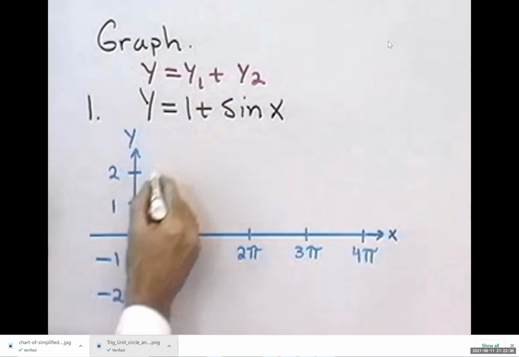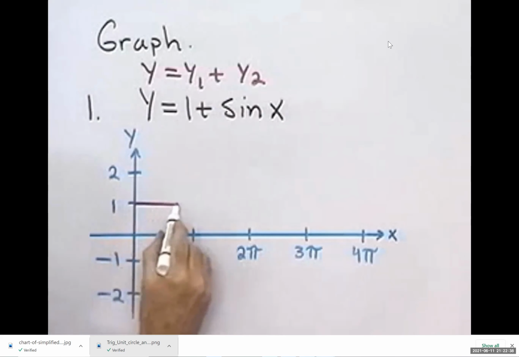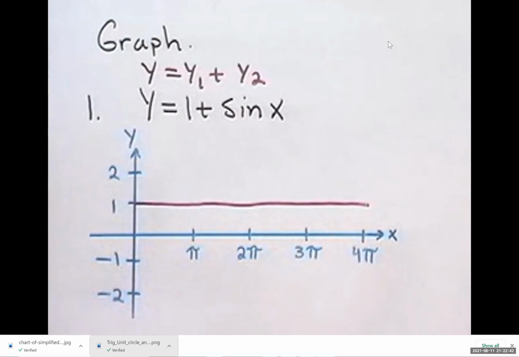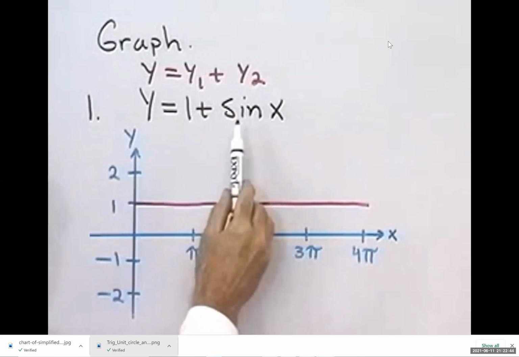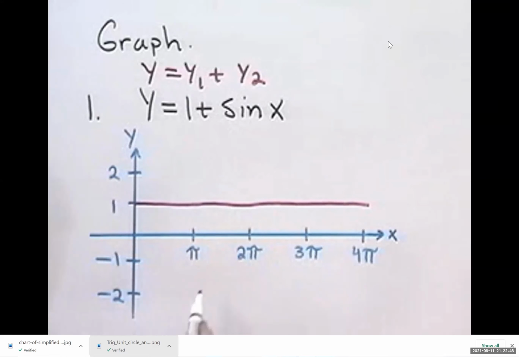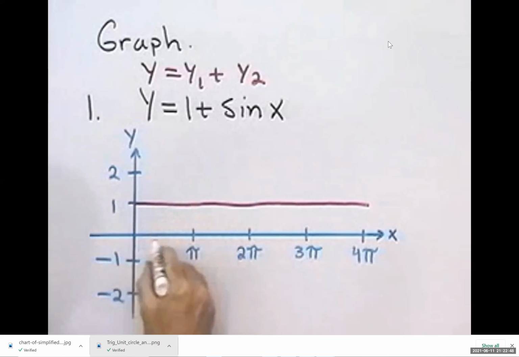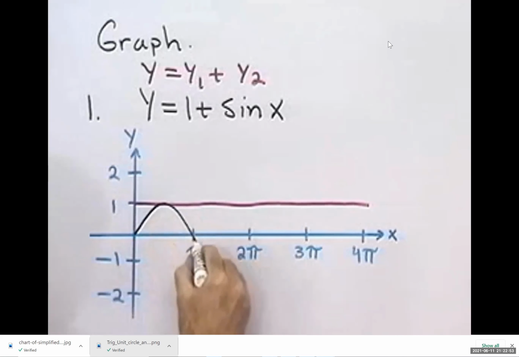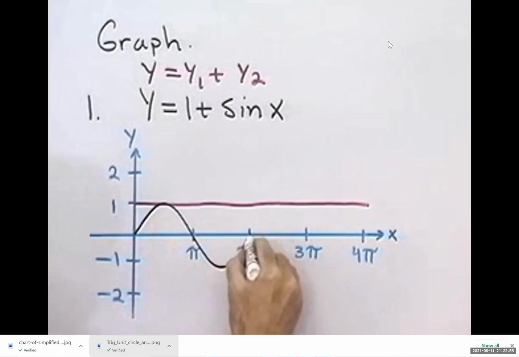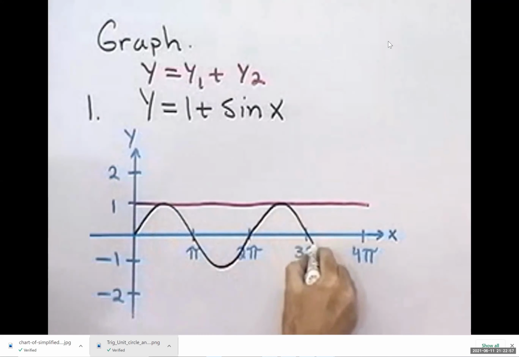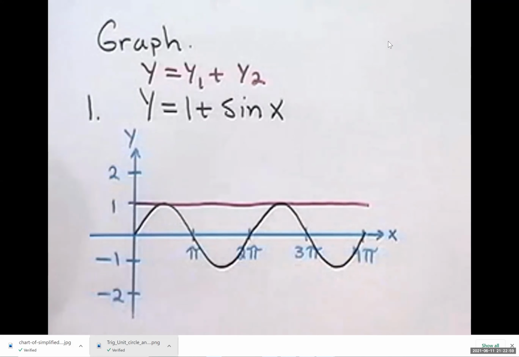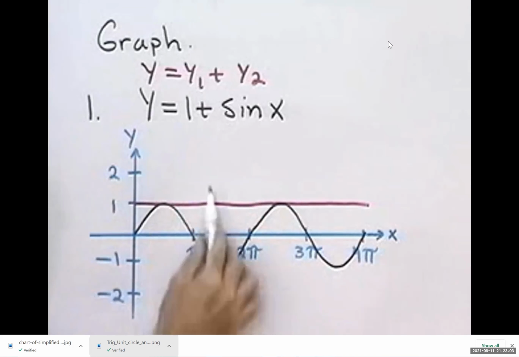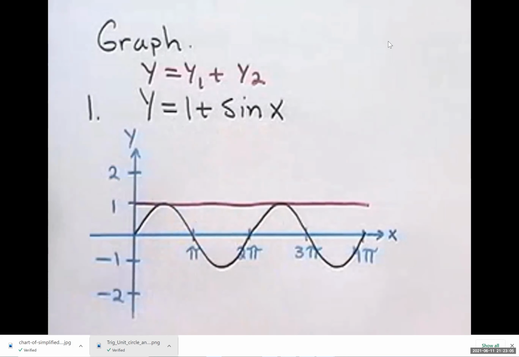So if I graph y equals 1, that's just going to be a straight line that looks like this. It's about as straight as I can draw it right there. And if I graph y2 equals sine x, that's just going to be a sine curve. It's going to have a period of 2 pi, so it's going to look like this. There's one complete cycle. There's two complete cycles. So now what I want to do is add these two graphs together to get the graph of 1 plus sine x.